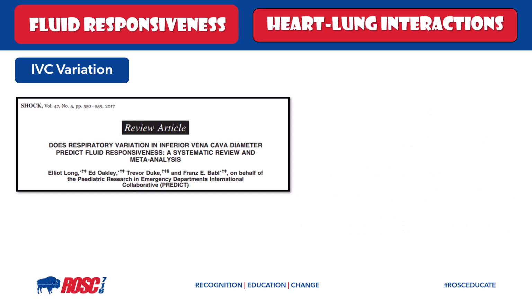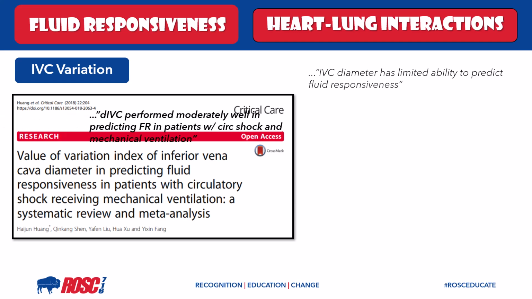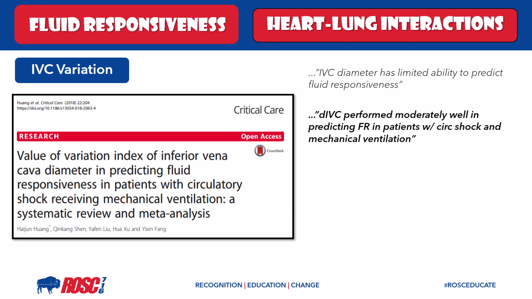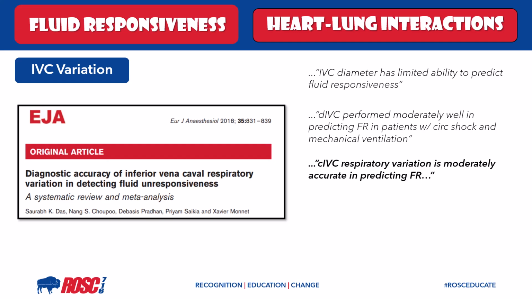The first meta-analysis I point out here, the author's conclusion is that IVC diameter has limited ability to predict fluid responsiveness. The next meta-analysis here, the authors' conclusion is that the distensibility IVC variation performed moderately well in predicting fluid responsive patients with circulatory shock and mechanical ventilation. In the stats world, moderately isn't the best word. The next meta-analysis, the authors concluded that the IVC respiratory variation is again moderately accurate in predicting fluid responsiveness.